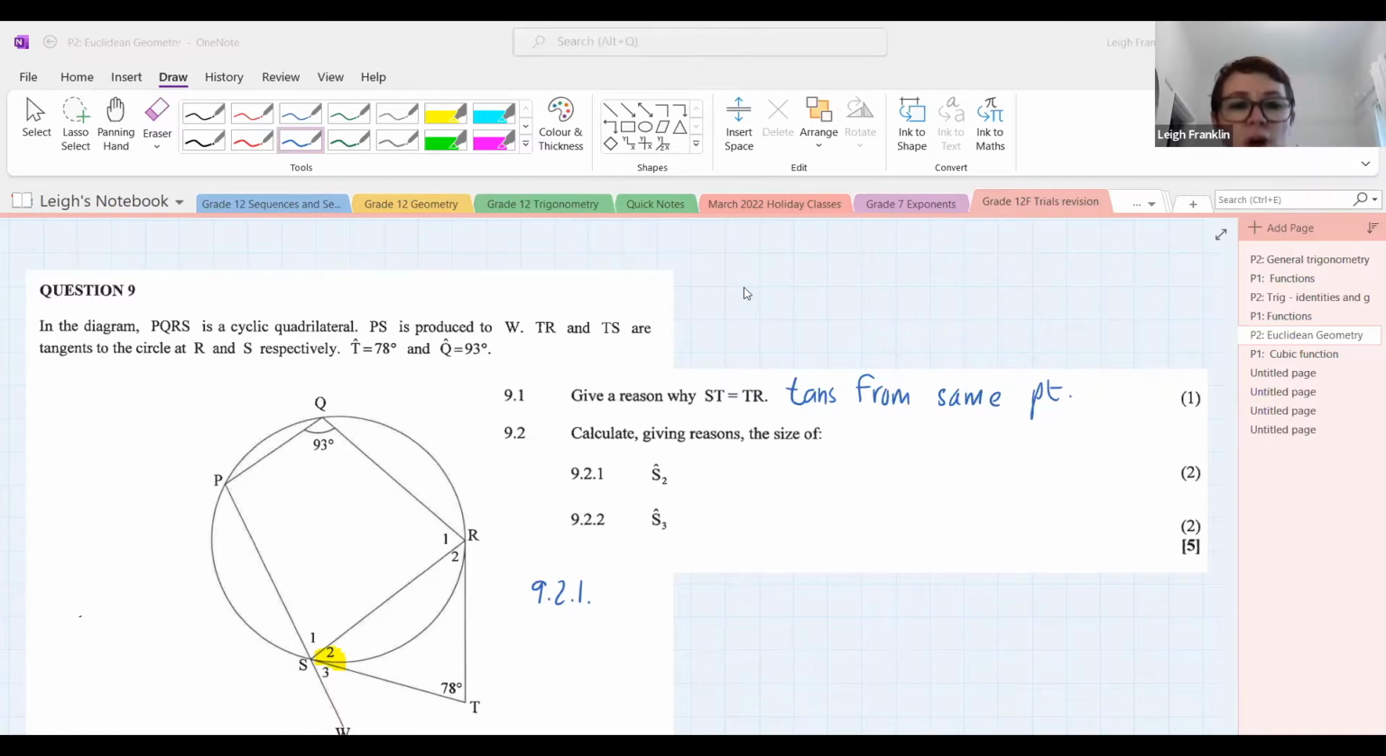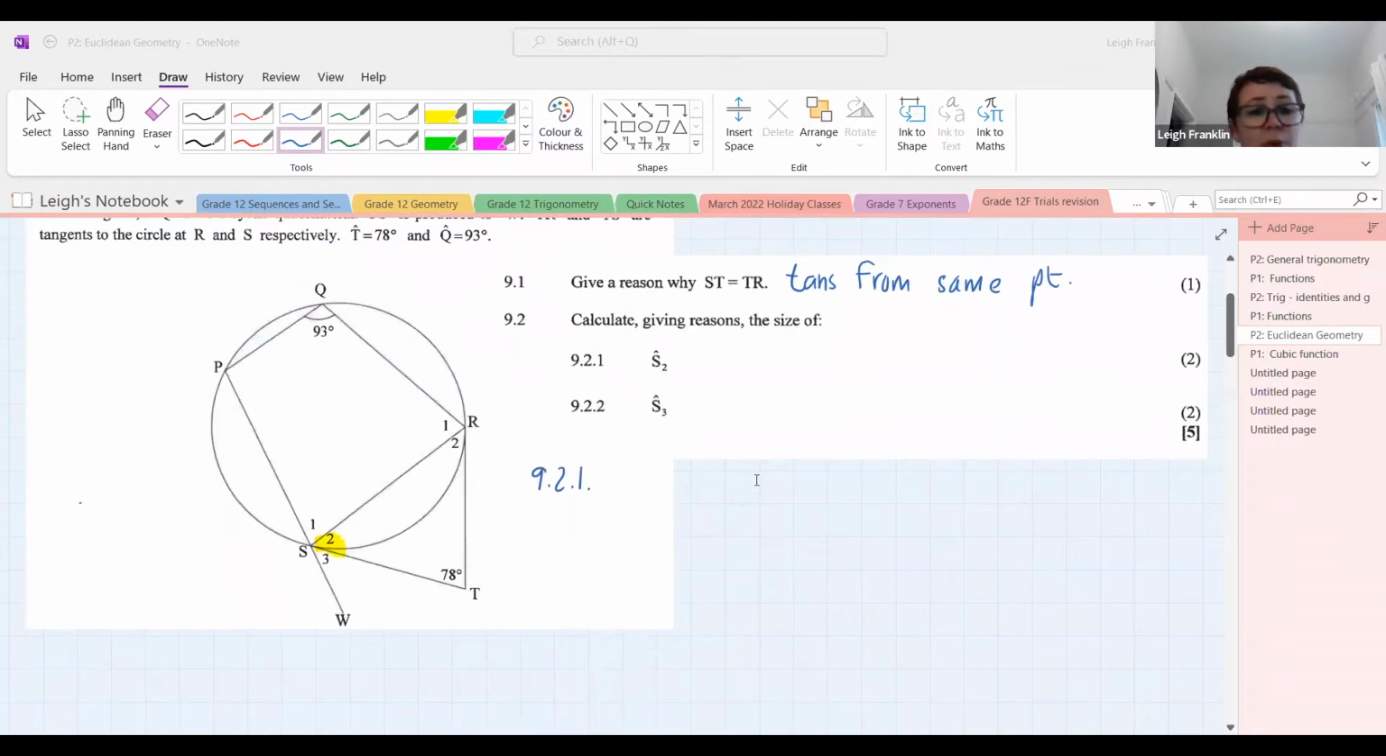So interior angles of a triangle, absolutely. Okay, so Cassandra, you're saying 180 minus 93. Hang on a second. ST is not an extension of the cyclic quad. So SW is, but ST is not. So what you need to do is work inside the triangle. Yes, absolutely. So the starting point here, if we want to get 2 out of 2, is we need to say something about R2. Why does R2 equal S2?